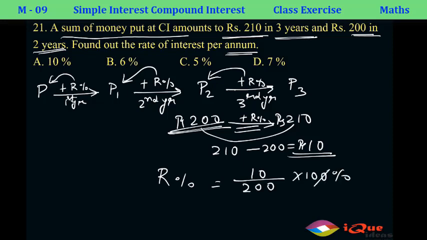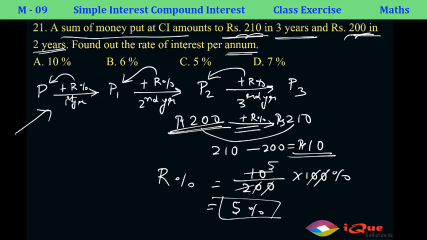So 0 and 0 cancel, 2 divides 10 5 times. So the required rate is equal to 5%. You just need to remember this rule that the amounts increase by R percent every year. So amount after 2 years is 200, amount after 3 years is 210. So whatever percentage increment happens from 200 to 210 is the rate value in this case, right? So the answer is C option, 5%.